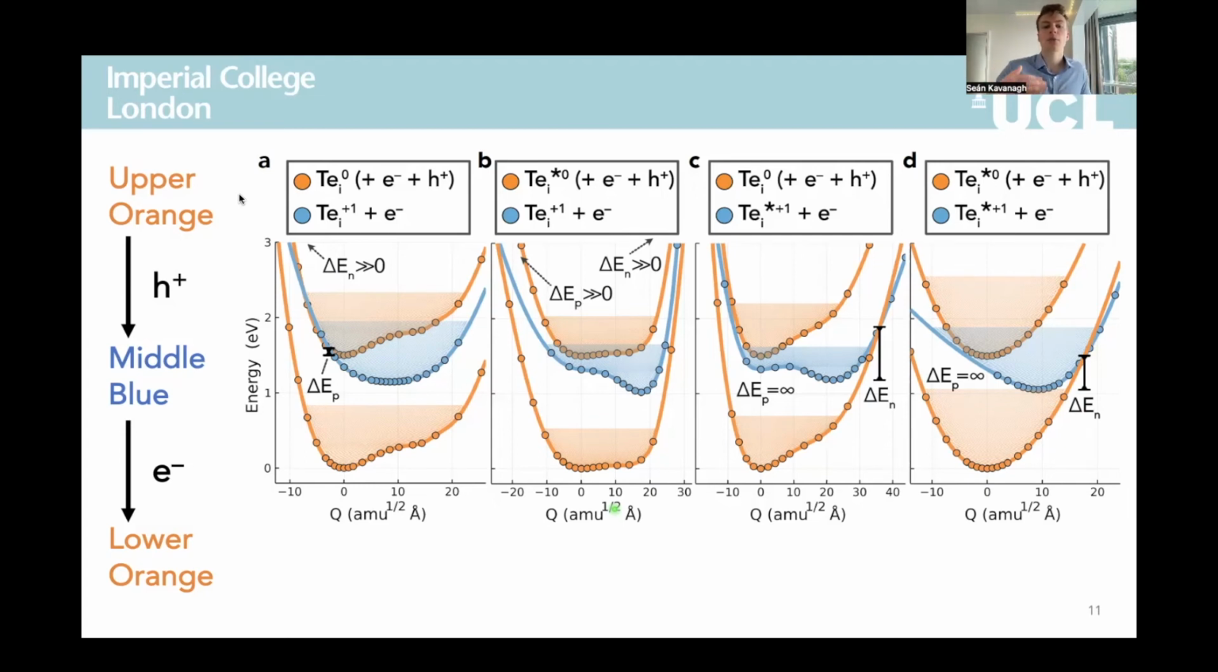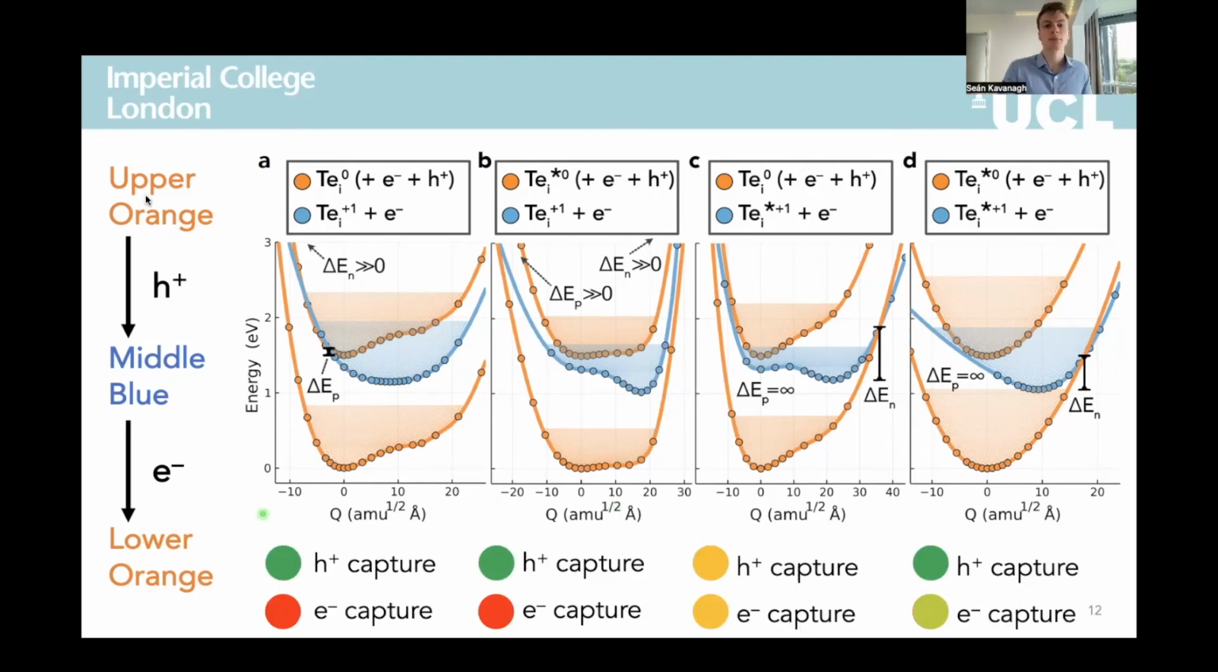Here, transitioning from the upper orange to the middle blue potential energy surfaces represents hole capture by the defect, so going from neutral to +1, while from the middle blue to the lower orange represents electron capture, so from +1 back to neutral. As expected from the transition level positions in the band gap, in pretty much all cases we find fast hole capture, with small capture barriers and close overlap of the shaded vibrational states, going from the top orange to the blue potential energy surface.